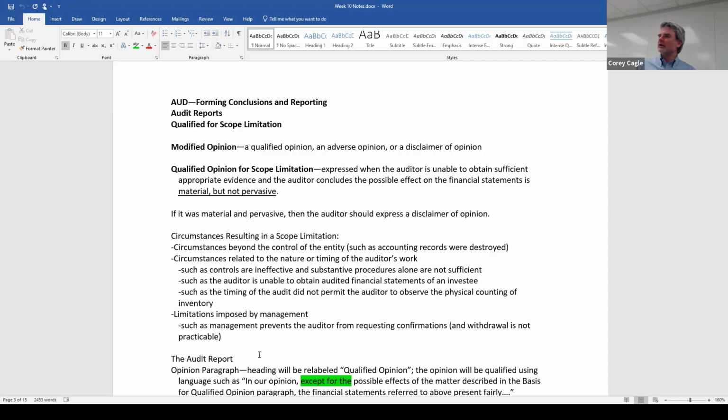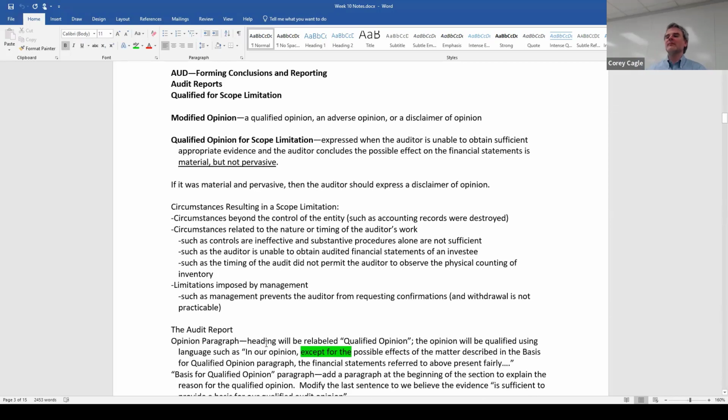I think I saw unqualified a minute ago and changed it to unmodified, but that was on the PCAOB chapter. PCAOB still uses unqualified in their terminology, I think. So yeah, whatever, doesn't matter. We used to call them all unqualified, so it's hard for me to get away from that.